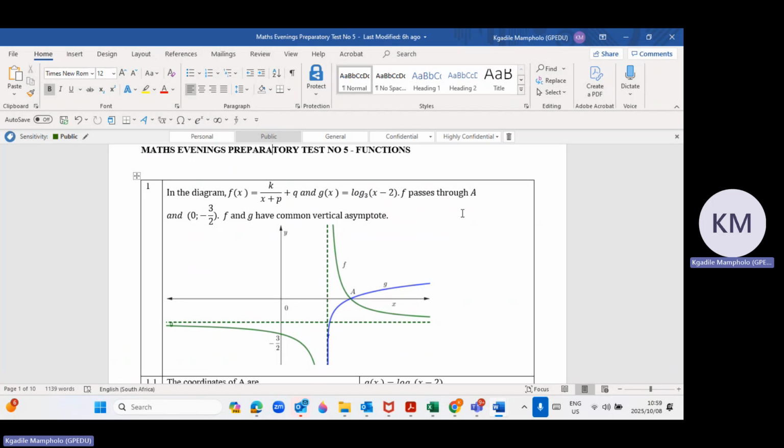In this case, number one, in the diagram, f of x equals k over x plus p, plus q, and g of x equals log base 3 of x minus 2. F passes through A and (0, negative 3 over 2). F and g have a common vertical asymptote.